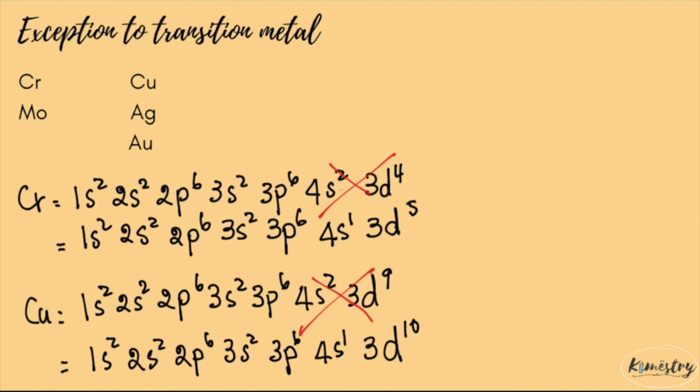If you remember, d can hold 10 electrons in its orbitals. So a half-filled d subshell means that d has 5, and completely filled d means that d has 10 electrons. So whenever you see these elements, you have to remember that they are exceptions and they want to have a half-filled or completely filled d subshell, because it will make them really stable.